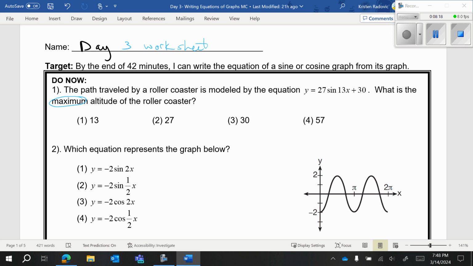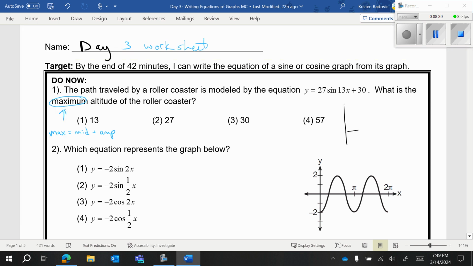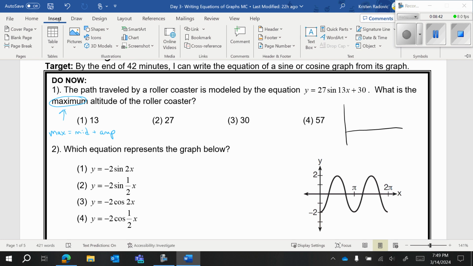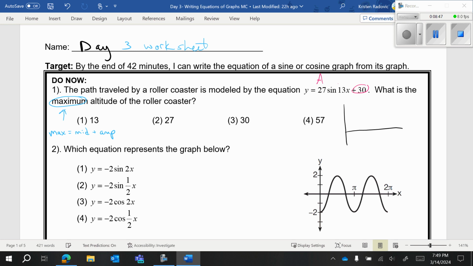Now, remember if we recall this equation from the first night's homework, your maximum is equal to your midline plus your amplitude, right? I'm hoping. If you have a graph, now remember, this graph happens as a shift up. We are up at 30. This is your A, F, M. Your midline is at 30. So let's say this is 30. Your graph starts all the way up here.